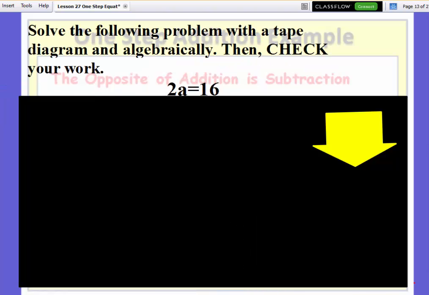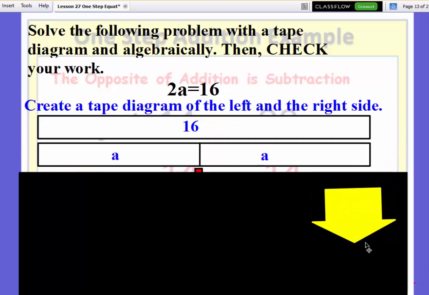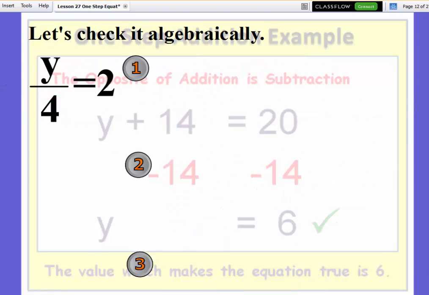I still have to check my work. So my first part for checking my work is I rewrite the diagram. Oops, this looks like it is the wrong problem. So I'm going to check my work on this part. How I check my work is I said y equals 8, and I rewrite the problem: y divided by 4 equals 2.